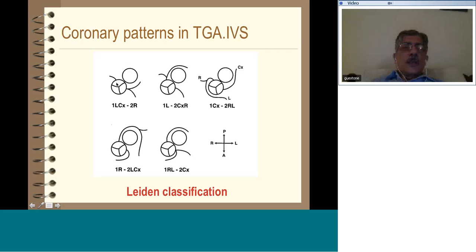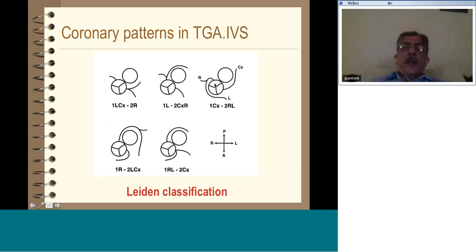So here is a situation which is standard, where the left and the circumflex are arising from sinus 1 and the right is arising from sinus 2, so we call it 1LCX, 2R. And likewise here is a situation where it is 1L, 2RCX, the second most common situation, and the third situation where there is an inverted loop where the circumflex is coming from sinus 1 and the LAD and right come from sinus 3.